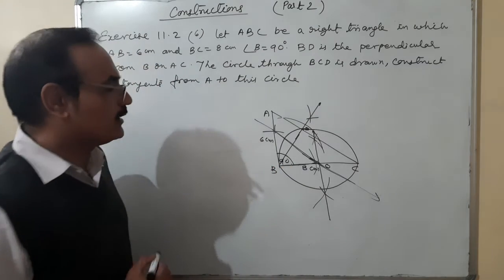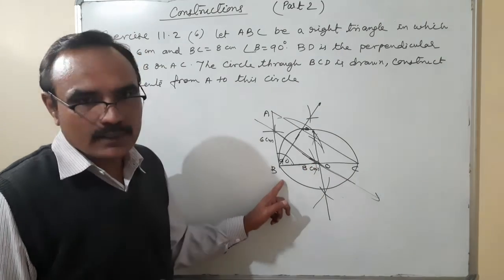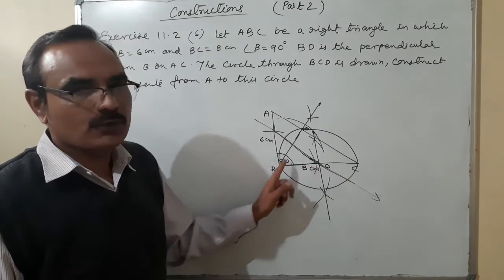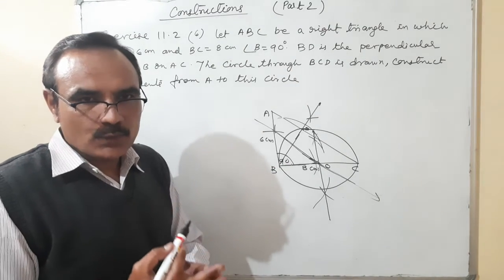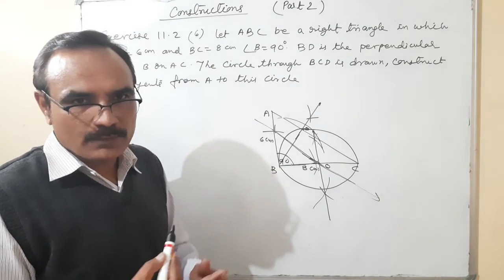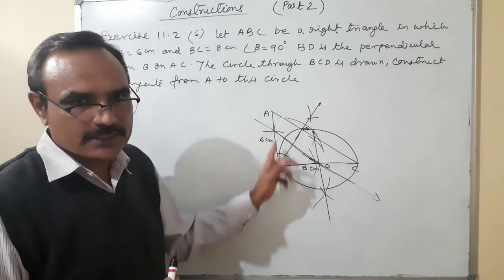Already it is given that, so this is a perpendicular. AB is perpendicular on OB. And what is AB? What is OB? OB is the radius, AB is a tangent. Tangent to a circle is perpendicular to the radius through the point of contact. So this is the radius on which the line is perpendicular, that means it is a tangent.